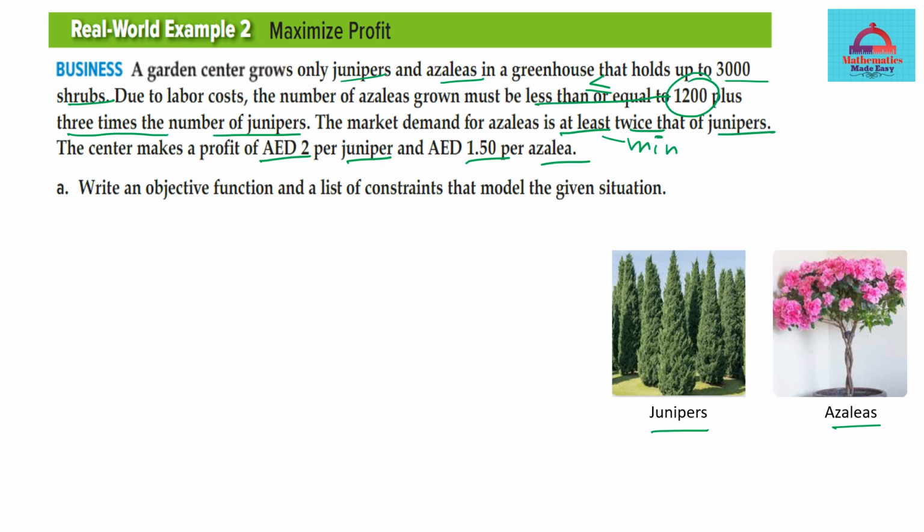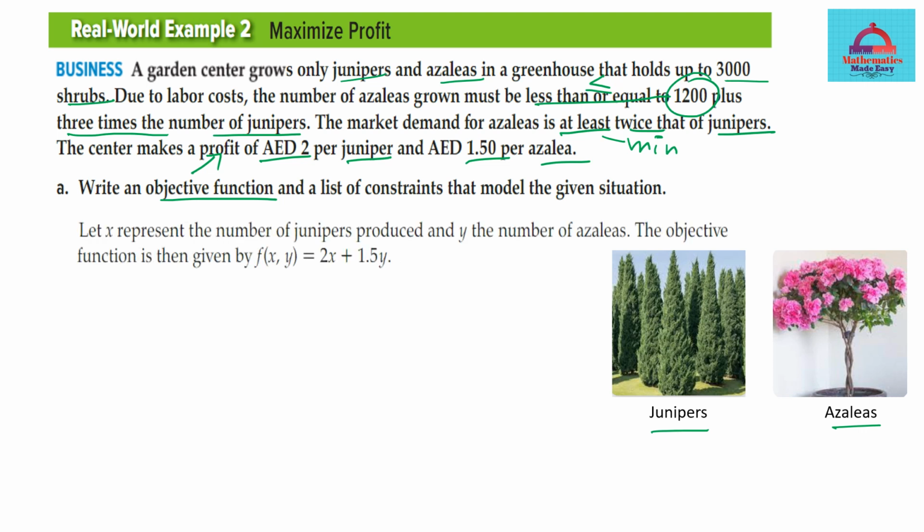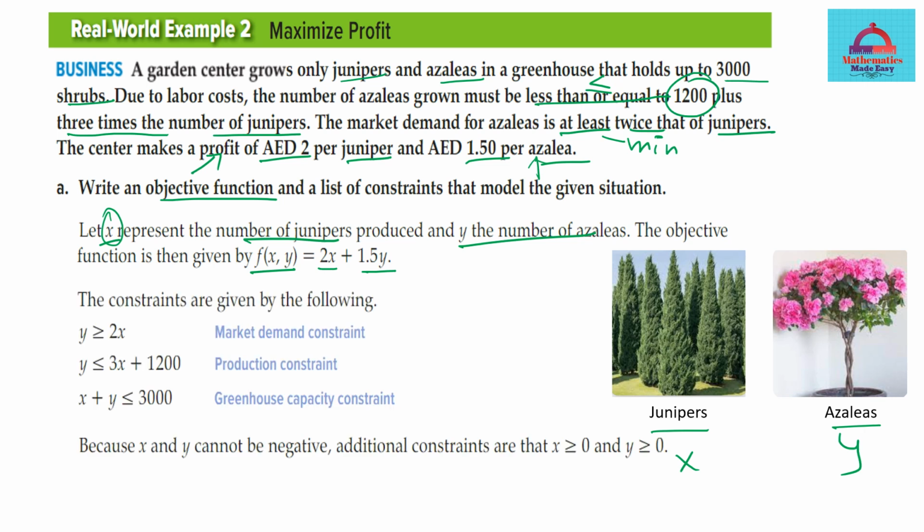So first thing you need to do is to write the objective function, and definitely it will come from the profit because that is what you have to maximize. So let x be the number of junipers and y be the number of azaleas. Then the objective function, which is a function f of x, y, will come from the profit function. So for 1 juniper, the profit is 2 dirham. So for x junipers, the profit will be 2x. And to that profit, you add the profit of the azalea. So for 1 azalea, profit is 1.5. For y azaleas, the profit is 1.5y. So total is f of x, y equal to 2x plus 1.5y.